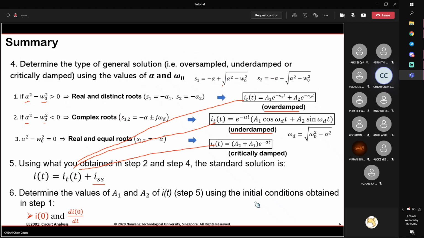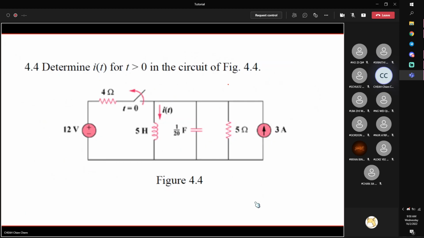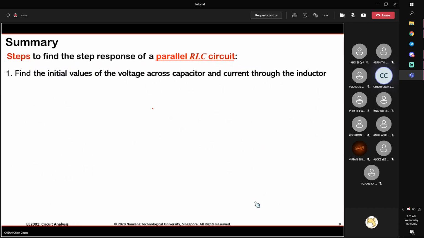Okay, let us run through this by using the last problem of the last tutorial, right? 4.4. Now, there's a switch here indicating t equal to 0. It means that before that, it was closed, right? At t equals 0, you open it. Before that, it was closed. So let us look at the case before it was opened, right? And use it to find the initial conditions, which is the first step.